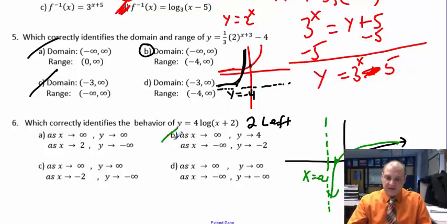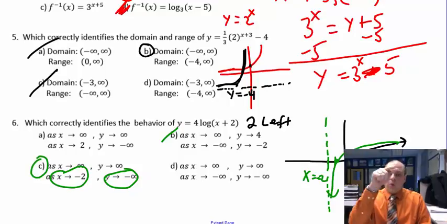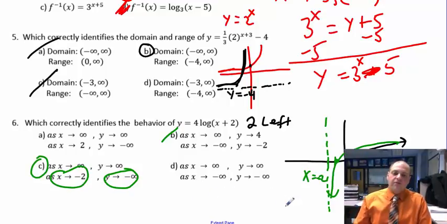So that's going to be, it's not this guy. As x approaches, that one's right, and that one's right. So all of these 3 could be right. Now, what happens as x approaches negative 2? Because x doesn't go to negative infinity, it only goes to negative 2. So as x approaches negative 2, y approaches negative infinity. All right, so there we go, and it is choice C.